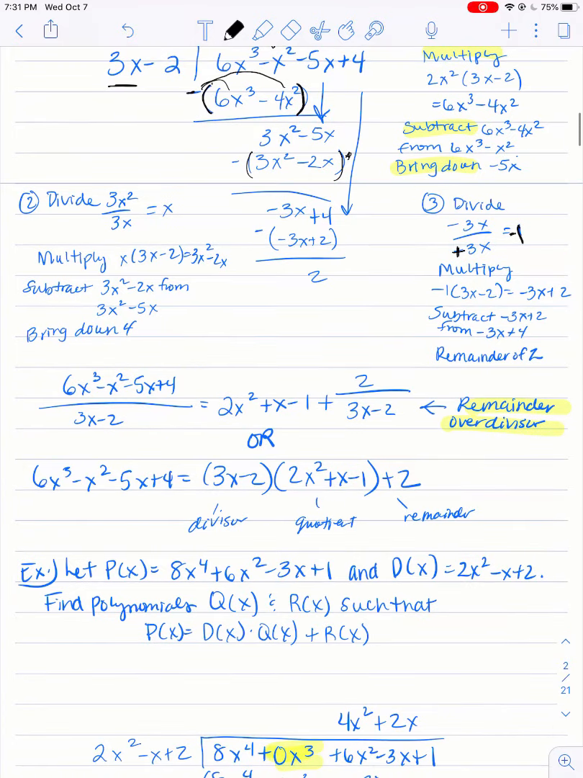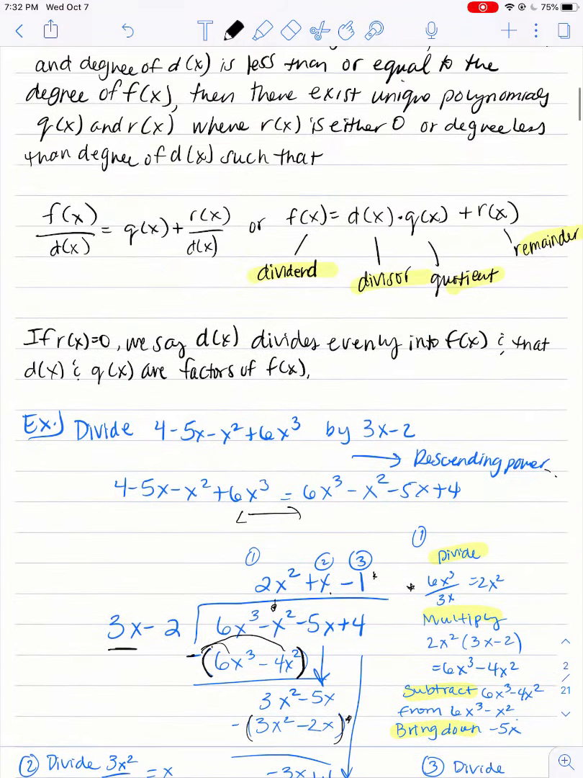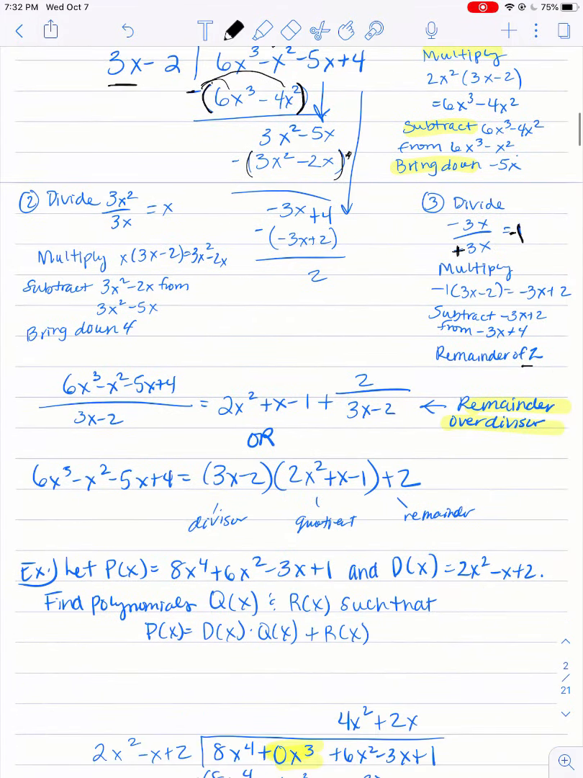Therefore, I have 6x cubed minus x squared minus 5x plus 4 divided by 3x minus 2 equals the polynomial that I got up here, plus 2, which is my remainder, divided by the divisor. So it's the remainder over divisor. Or I could write it in that other way that I had set up here, when it's just the dividend on one side of the equal sign. So I have this is my dividend, and then I have my divisor, quotient, and then just my remainder.